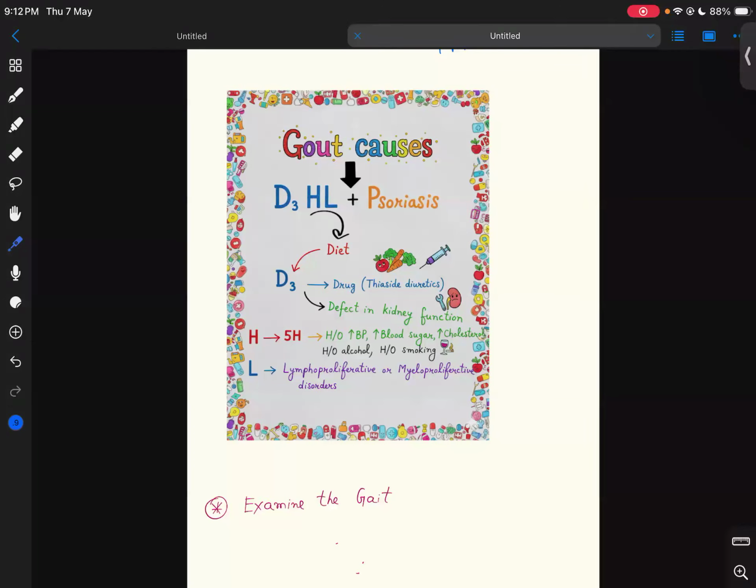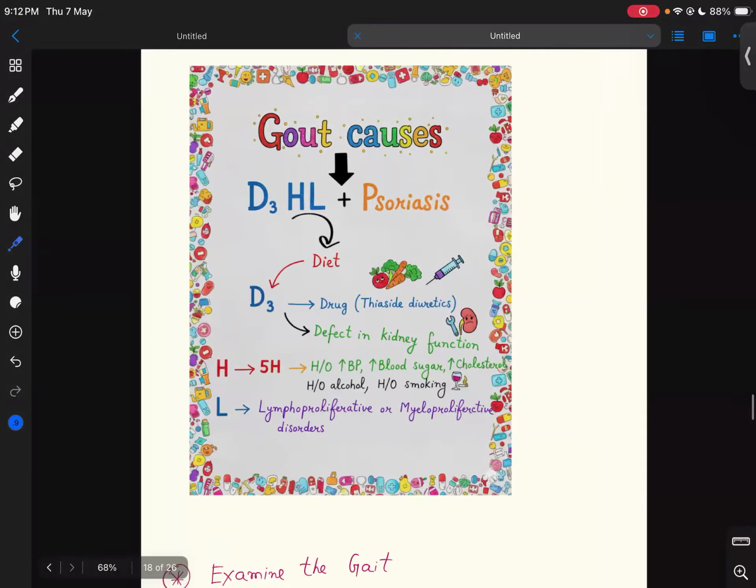Doctor, what about shoulder pain and hip pain? I will discuss this. They are actually not that important. We are going to discuss this later on. But right now, let me know if any question is left.